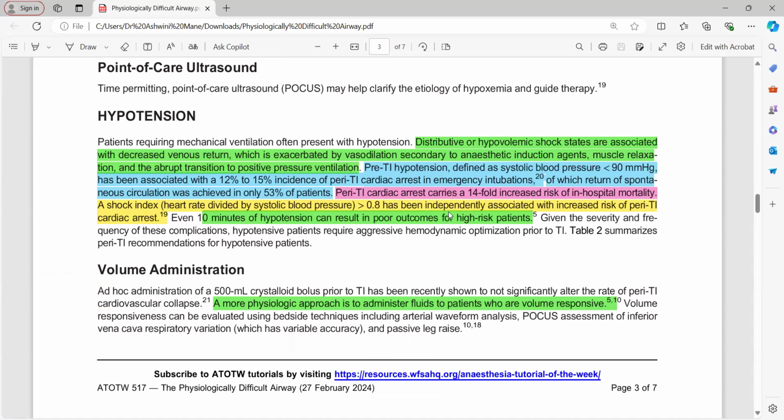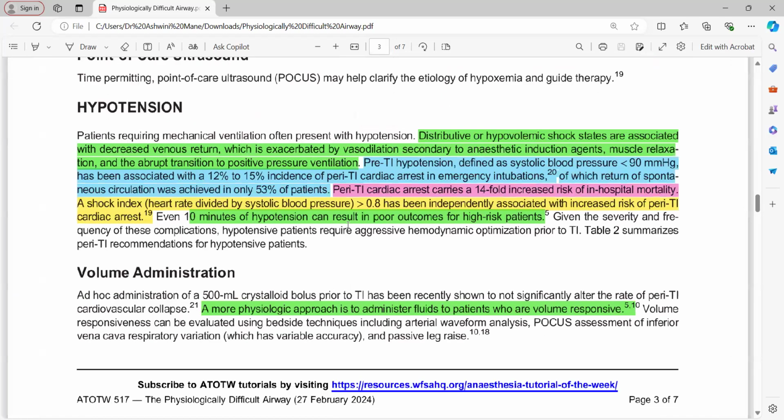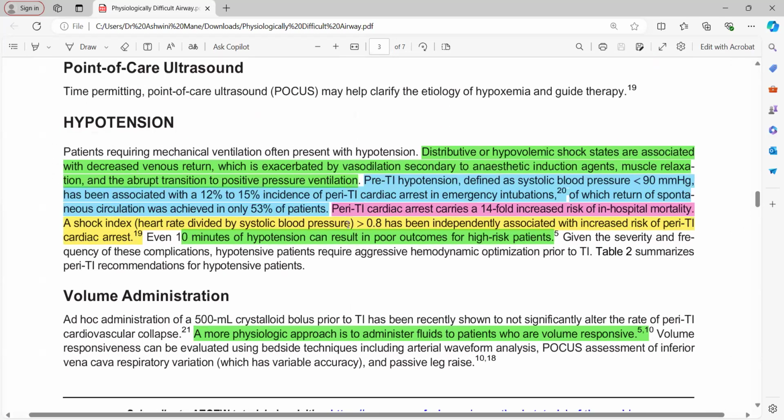So now the next physiological derangement that we need to consider, and which contributes to the physiologically difficult airway, is hypotension. Patients requiring mechanical ventilation often present with hypotension. The cause of hypotension is distributive or hypovolemic shock, which is associated with decreased venous return, and it is exacerbated by giving anesthetic induction agents and muscle relaxants with abrupt transition to positive pressure ventilation.